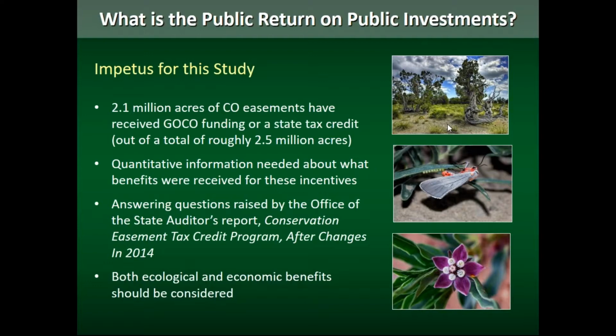So we've got about a total of 1 million hectares of eased lands that are eligible for tax credit. 2.1 million acres of them have taken advantage of this credit. There are about 66 million acres in the state of Colorado, and again, about 40% of those are in private agricultural properties.